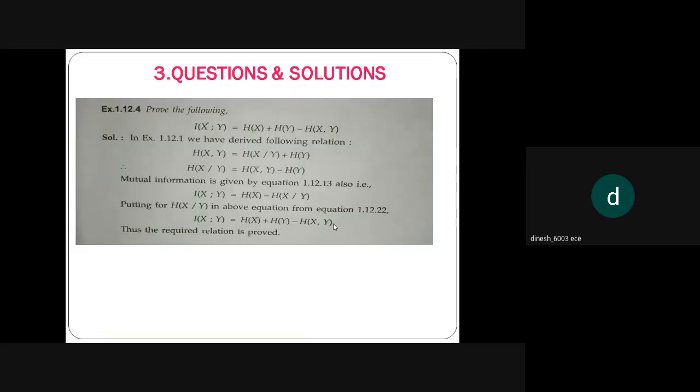Before going to a problem, let me check if there are any questions or queries for these two, 2 and 3.